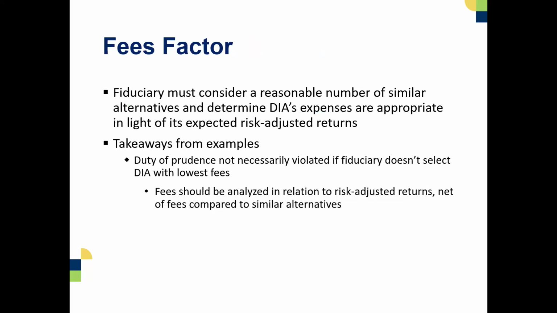Next is fees. Again, our fiduciary needs to look at a reasonable number of similar alternatives, and with respect to fees, that fiduciary must determine that those expenses or fees are appropriate, again, in light of the expected risk-adjusted returns. A couple of takeaways from the fees factor examples is that a fiduciary doesn't necessarily violate its duty of prudence if the fiduciary doesn't select the designated investment alternative with the lowest fees. Fees should be analyzed in relation to their risk-adjusted returns.